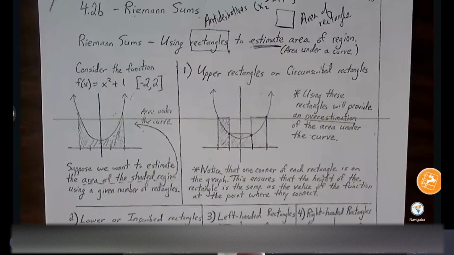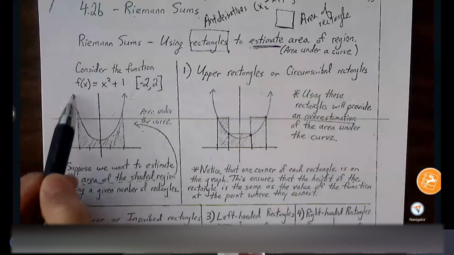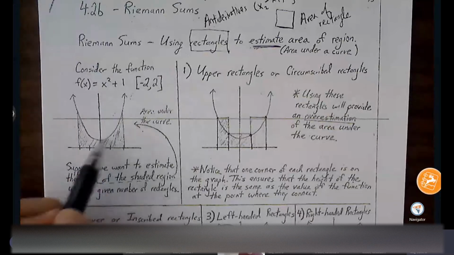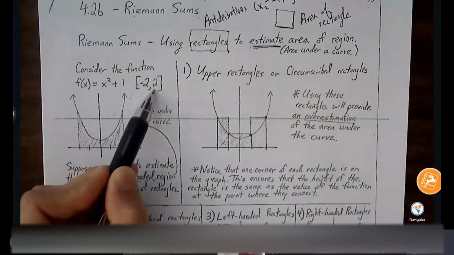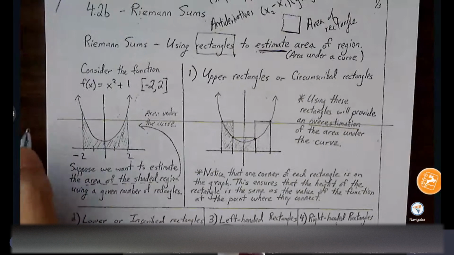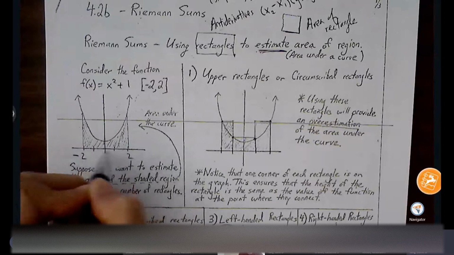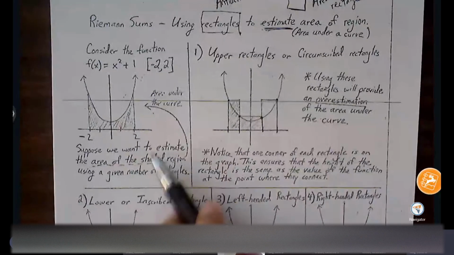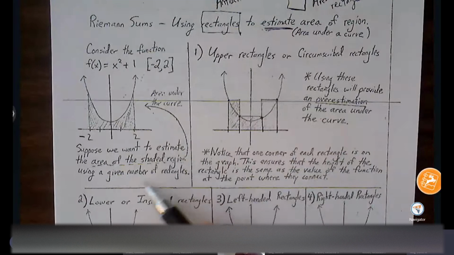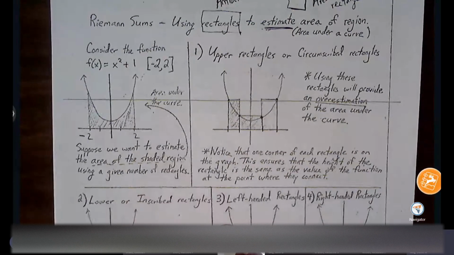All right, so first, let's consider our graph. Let's consider a shaded region. We have x squared plus 1. That's a parabola shown here. We have our endpoints from -2 to 2, and we're looking at the region below the curve but above the x-axis. Suppose that we want to estimate the area of the shaded region using a given number of rectangles. So today we're not going to be focused on finding exact area. We just want to create these different methods of estimation.